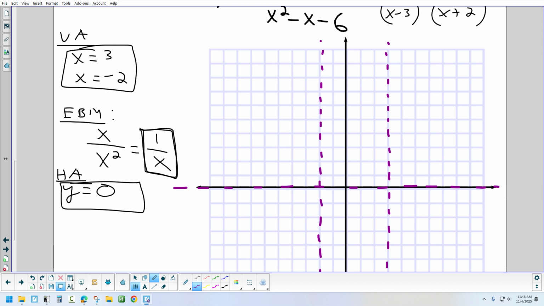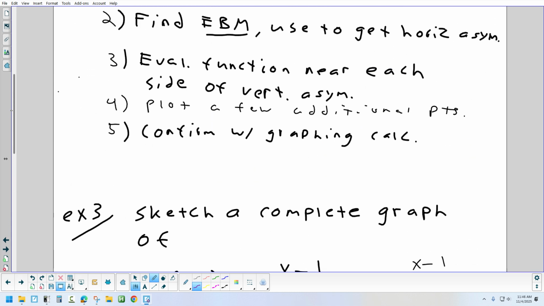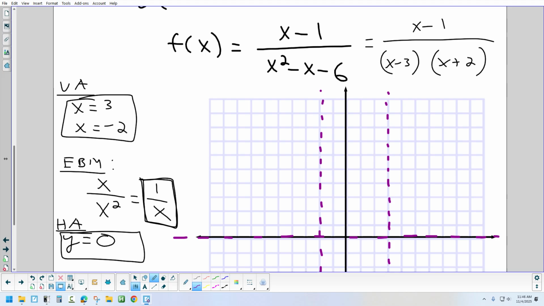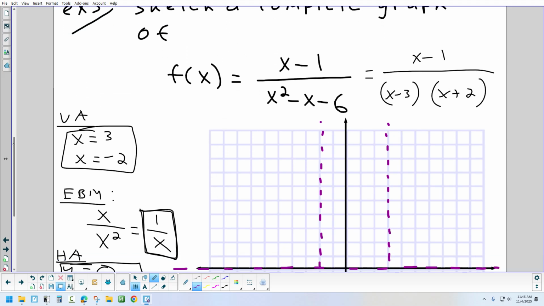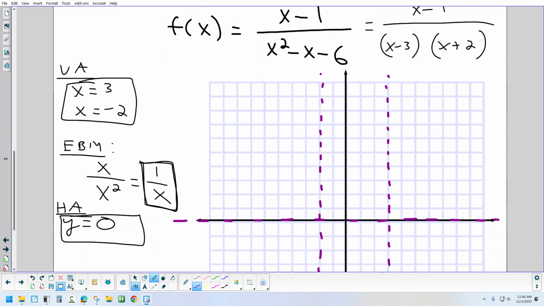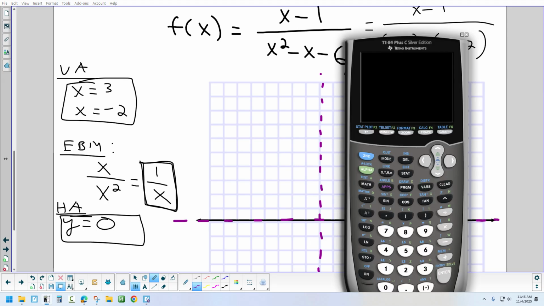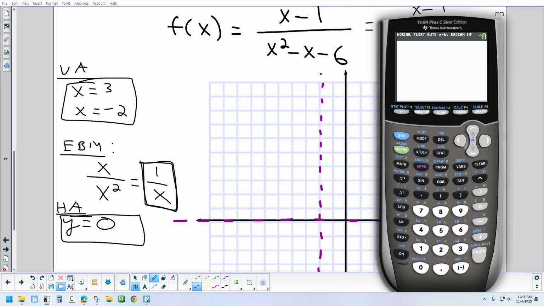Okay, so now the next step is to check what's happening near each asymptote on the left side and the right side for both. The quickest way to do that is to make a table on the calculator. What would be a number that's a little bit smaller than 3 that I could plug in and see what's happening? When I say a little smaller, I mean within like 1/1000th smaller. Yeah, 2.999.